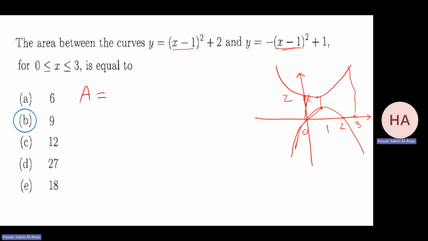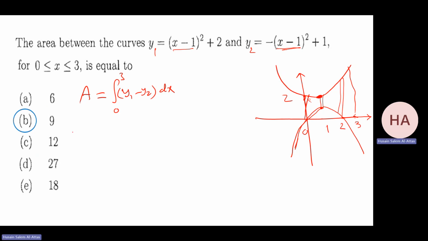So it will be the area. Always if I do the strip, this one minus this one. This will be the upper one, so I have y1 and y2. And he told me between 0 to 3, so I have the integral from 0 to 3 of y1 minus y2 dx, because this is the upper one.